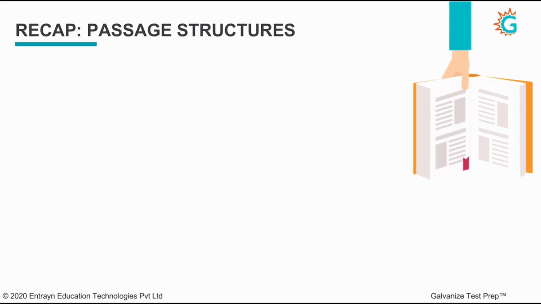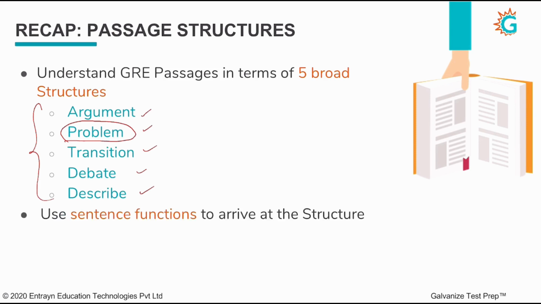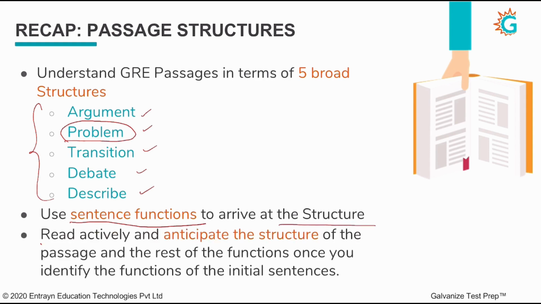So just to quickly recap whatever we have learned so far, we have understood today that GRE passages can be categorized broadly in terms of 5 different structures: the argument, the problem, transition, debate, and describe. Today we worked on a problem structured passage, right? And we will see more examples of passages that conform to other structures as we continue with our course. We also looked at how you could use the function of a sentence to arrive at the structure. And we learned how to read actively and anticipate the structure of the passage and the functions of the sentences once you've identified it. All right. So we use this also to solve the questions asked on a particular passage.